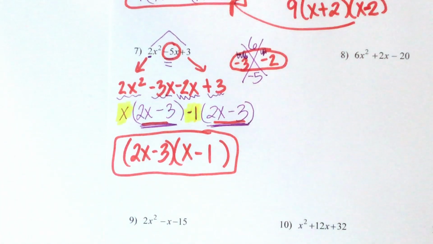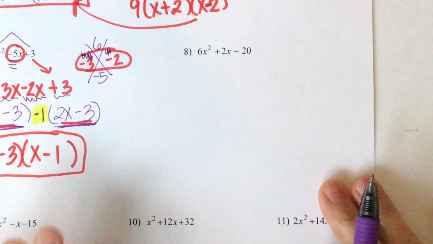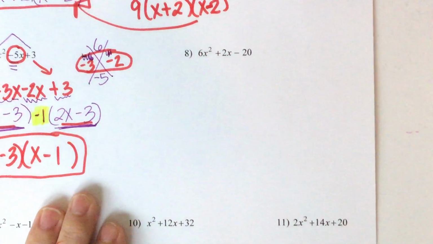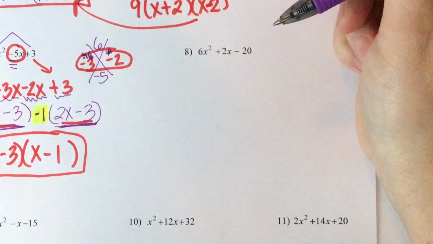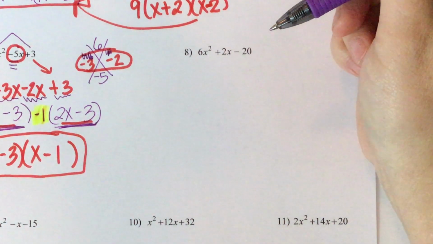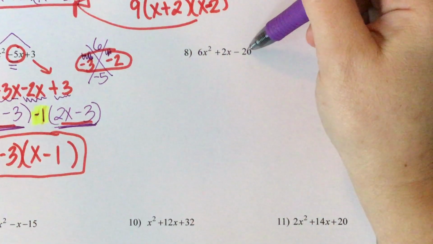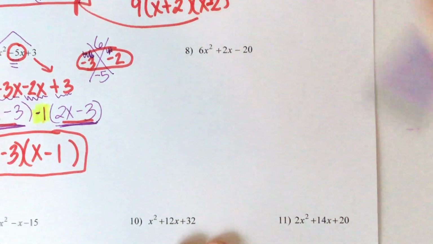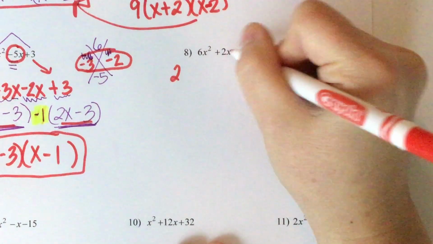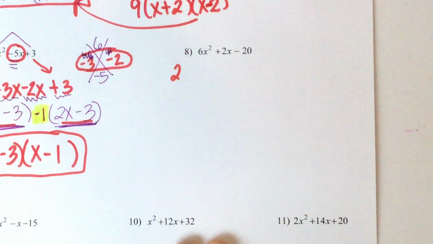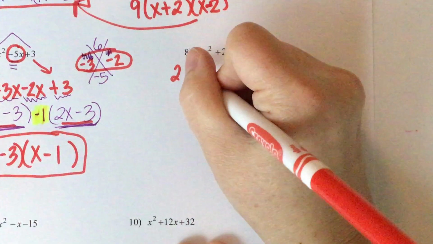Okay, number 8. First, I look for a GCF. Is there anything that can divide into 6, 2, and 20? 2 can. Every time you have even numbers, 2 can go into them. Okay, so let's take the 2 out. Now, if they all had an x, I'd take an x out too, but they don't. Okay, so build your parentheses.